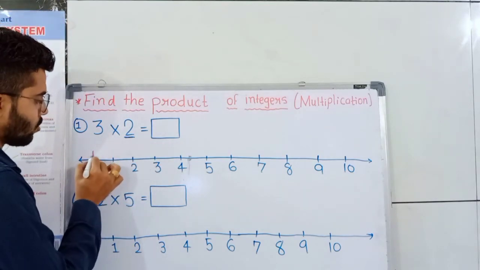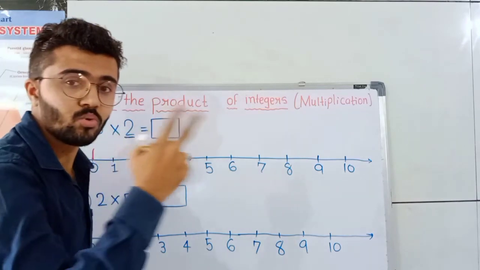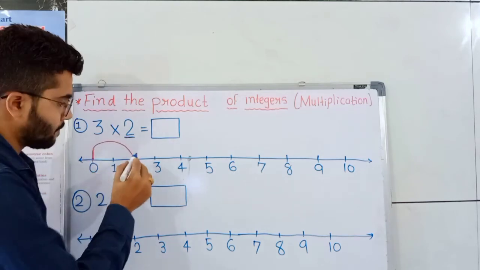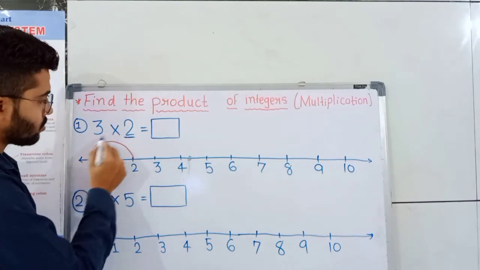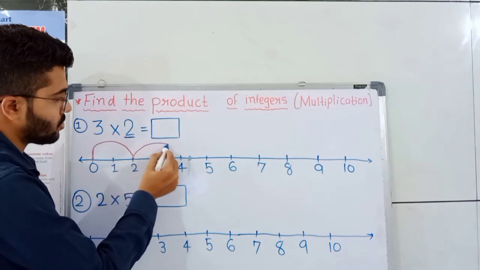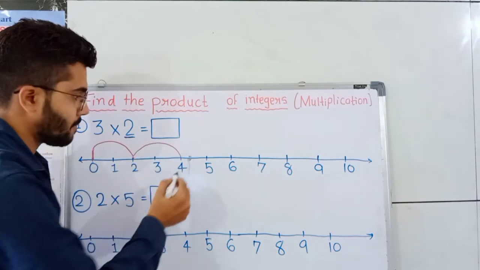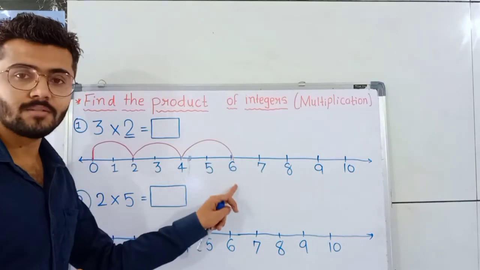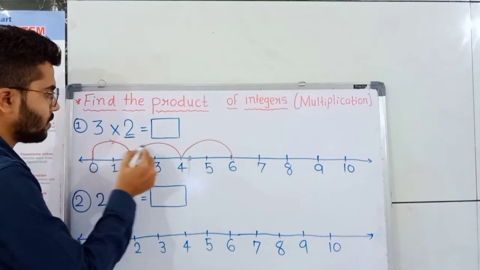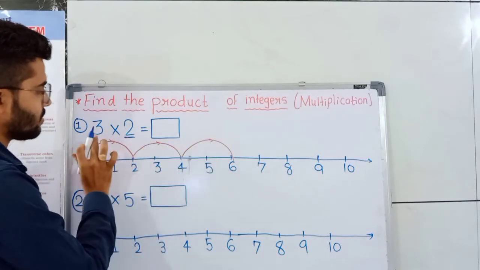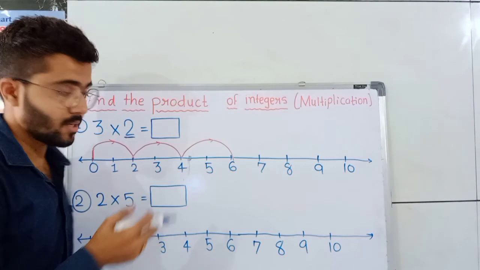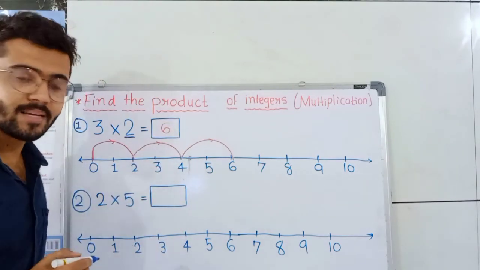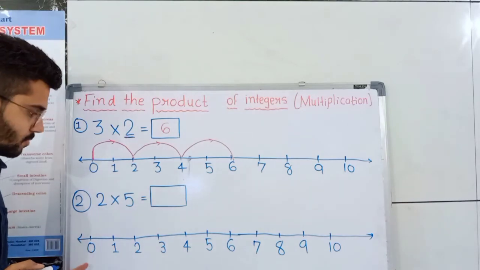So we are standing on 0. We have to jump 2 numbers, means 1 and 2. So directly 1. How many times? 3 times. So 1. Again we'll jump 2 numbers. Second time. And this third time. So answer is 6. And we move right hand side. So yes, 3 2s are, we all know that it's 6, but it is the way of representation on number line.